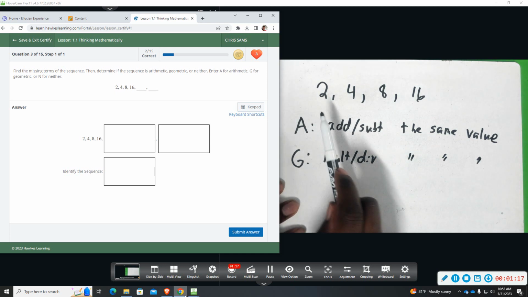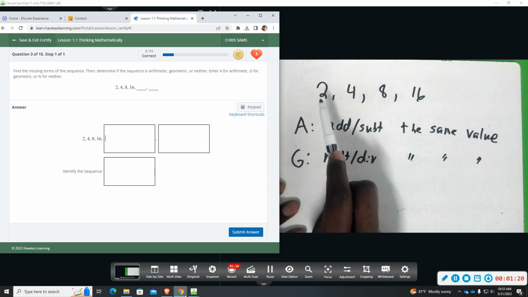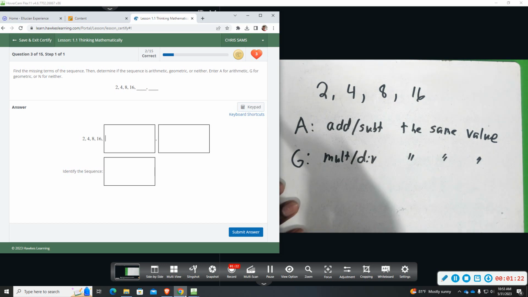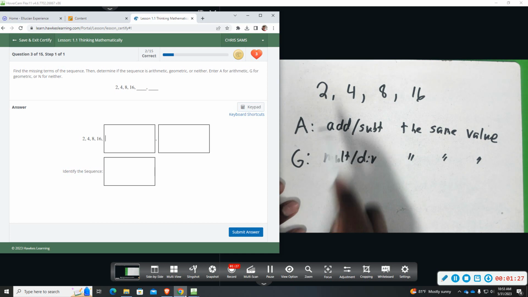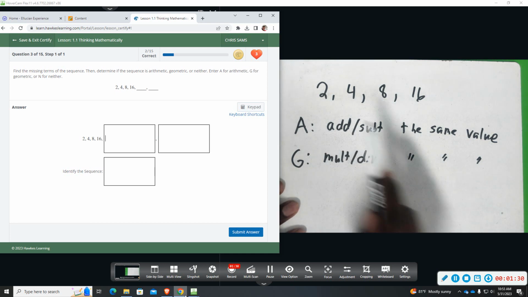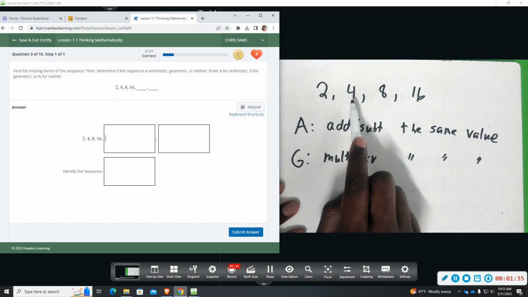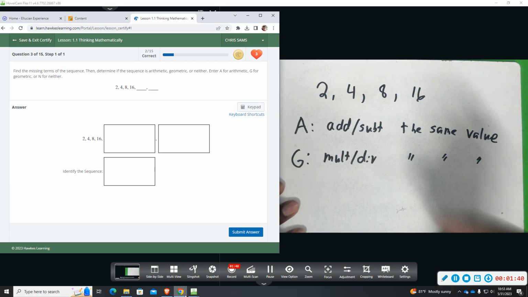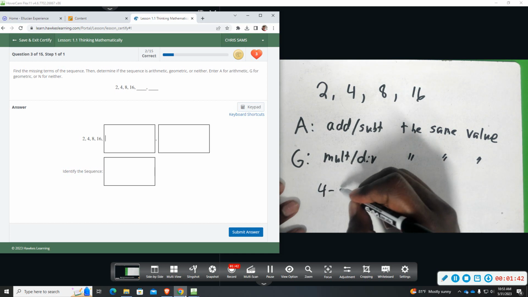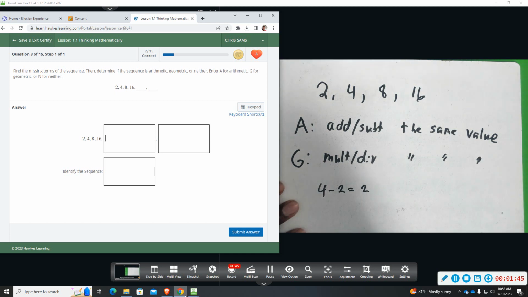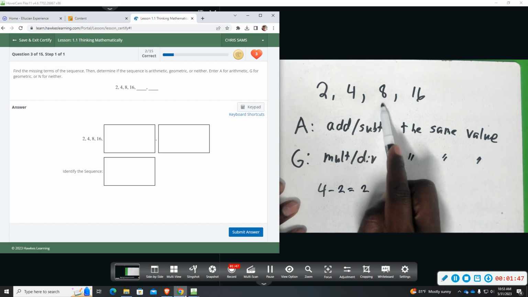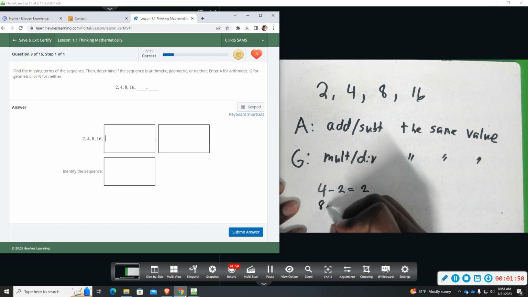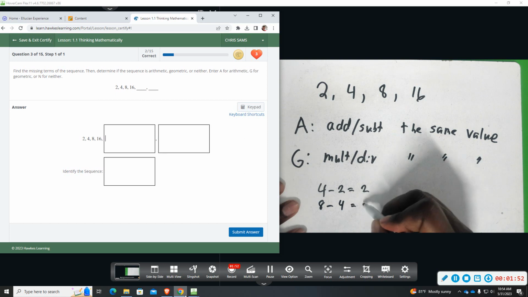So looking at this pattern, it is getting bigger. 2, 4, 8, 16. So it's either going to be adding or it's going to be multiplying. The way I do that is I'm going to do the opposite every single time. I'm going to take the bigger and subtract. So I'm going to do 4 minus 2, and that gives me 2. All right, so now I'm going to do the next two, 8 and 4. So I'm going to do 8 minus 4, and that gives me 4.